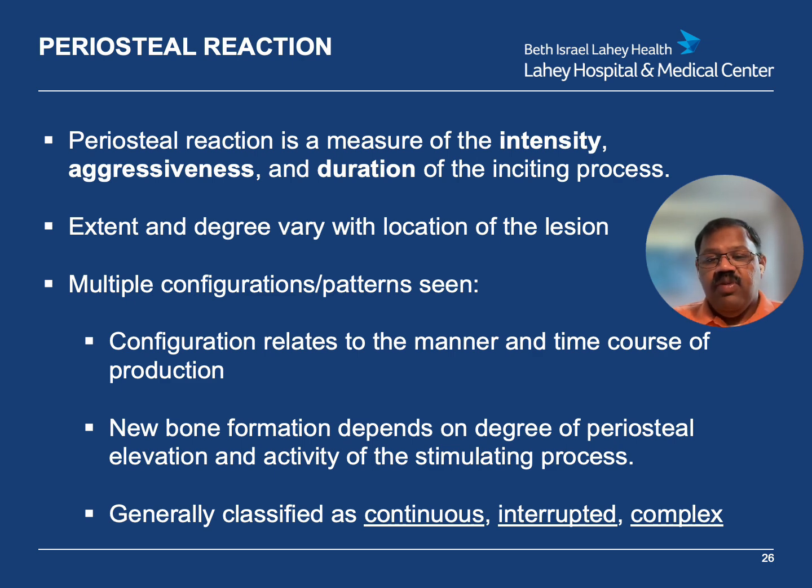The extent and degree of the periosteal reaction really vary with the location of the lesion, and there are very many configurations and patterns that we see of different periosteal reactions. As I mentioned, the configuration itself relates to the manner and time course of the production, and new bone formation depends on degree of periosteal elevation and activity of the stimulating process. So generally, we classify periosteal reactions into three main categories, and they include continuous, interrupted, and complex.